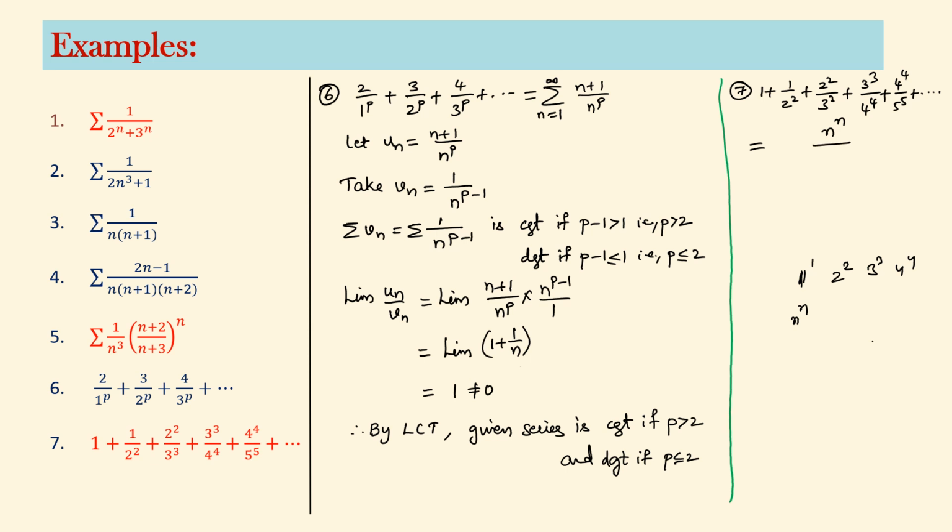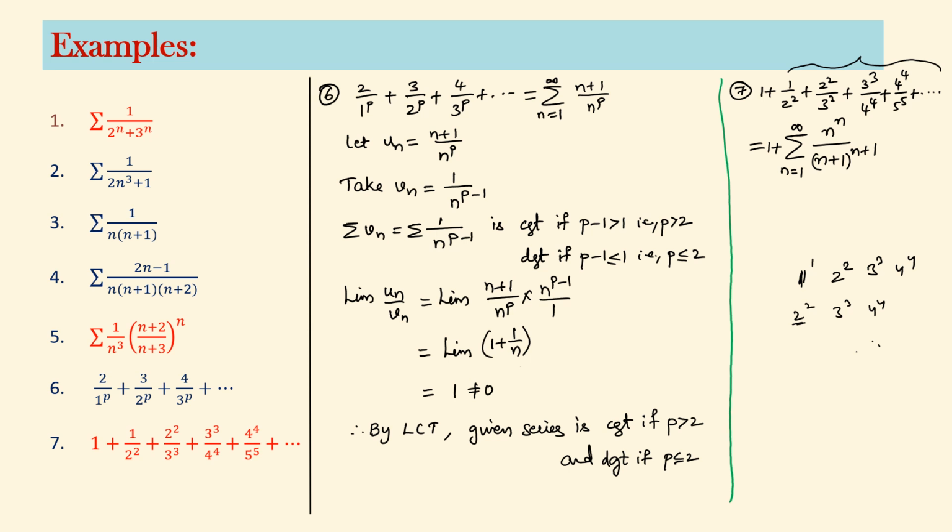And the denominator starts from 2: 2 square, 3 cube, 4 power 4. So take the denominator as n plus 1 power n plus 1, with the summation n equal to 1 to infinity. But we have considered only these terms. So what about the first term, that cannot be included in this?